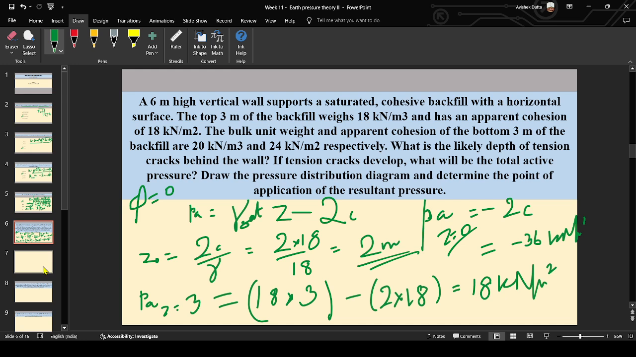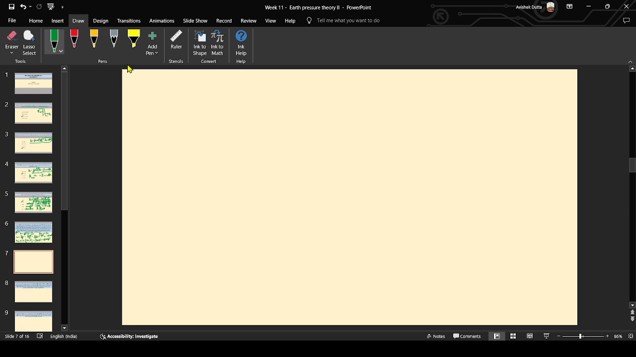Now, for the lower soil, we have to see that at any depth Z more than 3, the equation becomes PA equals 18 into 3 plus 20 into Z minus 3. Why 20 into Z minus 3? After the depth of 3 meter, below that, the saturated unit weight is 20. This 20 minus twice of cohesion. What is the cohesion below 3 meter? It is 24. So 2 into 24.